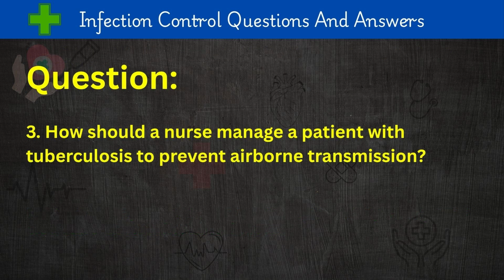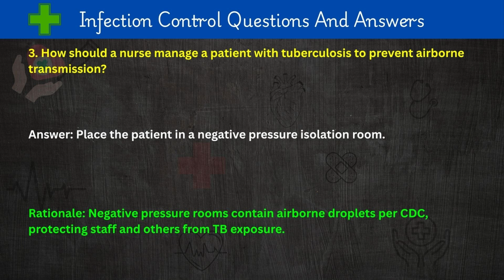3. How should a nurse manage a patient with tuberculosis to prevent airborne transmission? Answer. Place the patient in a negative pressure isolation room. Rationale. Negative pressure rooms contain airborne droplets per CDC, protecting staff and others from TB exposure.